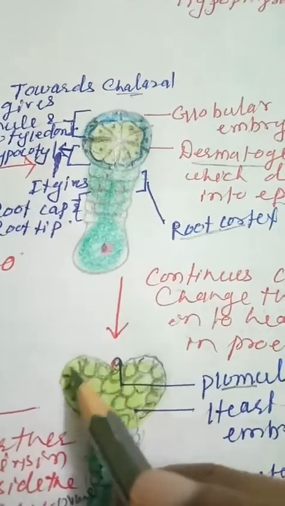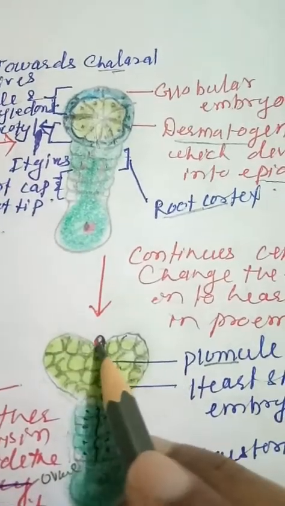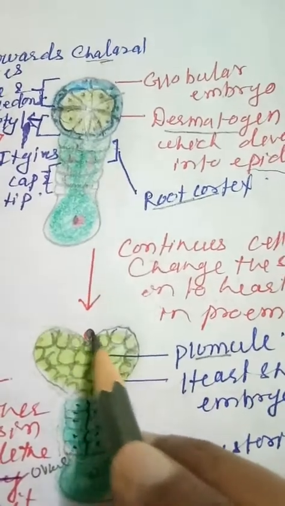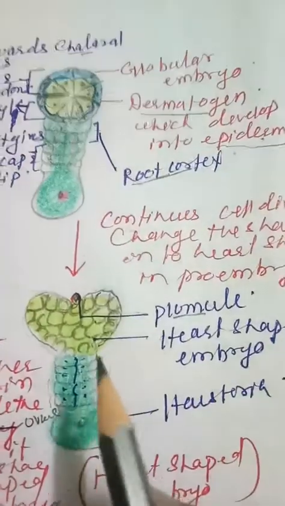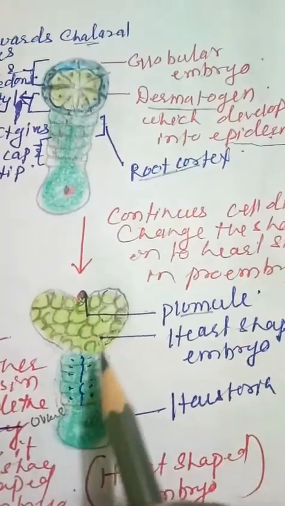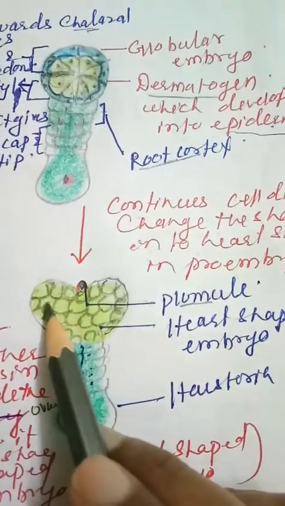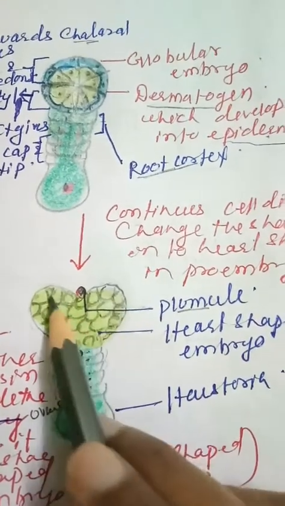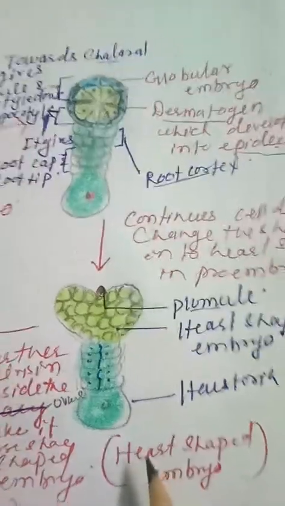Two side bulge structures are produced, and at the center of these two bulge structures, another structure is there that gives rise to plumule. So now this embryo is called heart-shaped embryo, as the terminal cell divides continuously and bulges out at the two ends. It forms heart-shaped embryo.